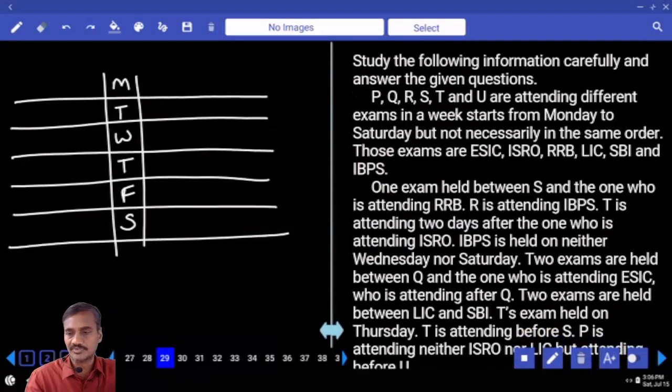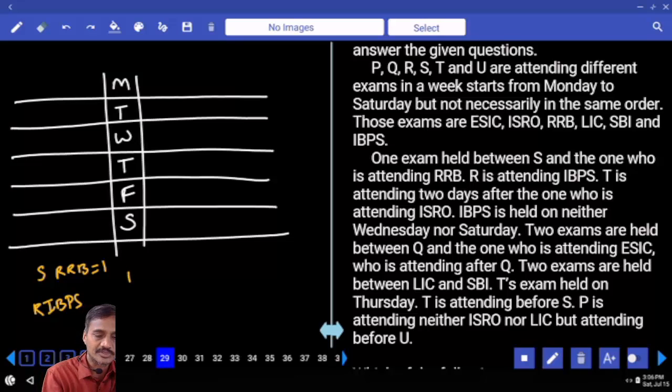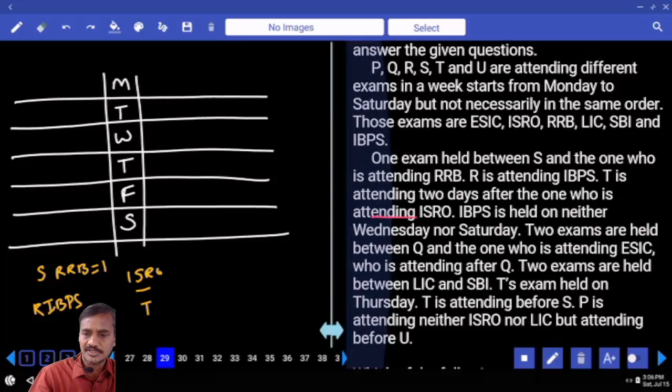Then coming to condition number 1, one exam between S and the one who is attending RRB. Now between S and RRB, how many persons are there? There is exactly 1. And R is attending IBPS. Then T is attending 2 days after the one attending ISRO. That means between T and ISRO there must be exactly 1 person.